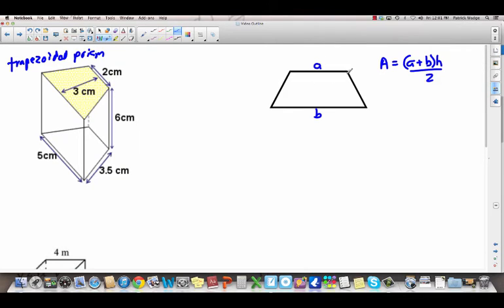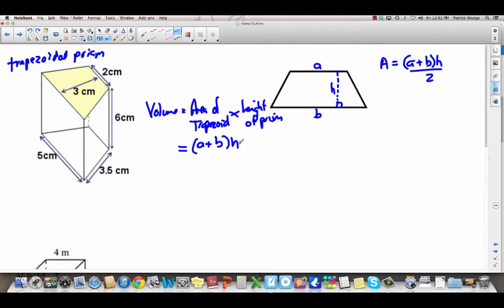H is the height. This is not the height. It has to be at a right angle, so it would have to be something like this. This would be your height, or you could draw it here or here or here, any of these places. And you're going to take A plus B multiplied by H and divide by 2. Okay, so if we wanted to get the volume of this, volume equals area of trapezoid times height of prism. Again, we have two heights in this question: not the height of the trapezoid, the height of the prism.